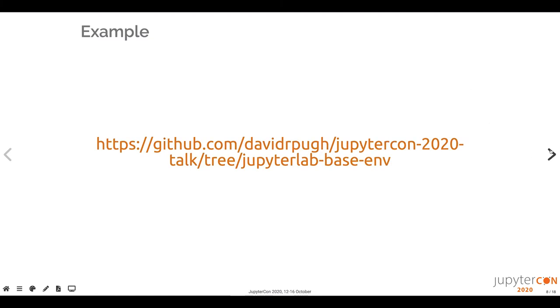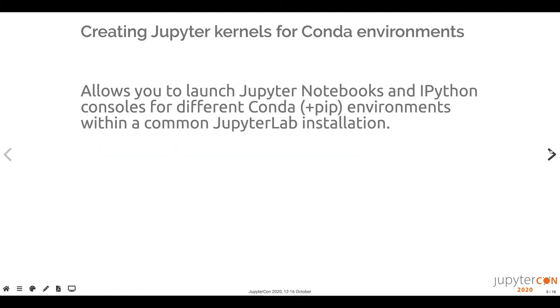Okay, so moving on. Once we've automated the creation of our JupyterLab environment, and we've got our project conda environments, we need to link these two together so that this common JupyterLab installation can be shared across all of our conda data science project environments. The way that you do that is by creating custom Jupyter kernels for each conda environment. This is what's going to allow you to launch Jupyter Notebooks and IPython consoles from within JupyterLab attached to these different conda environments for your projects.